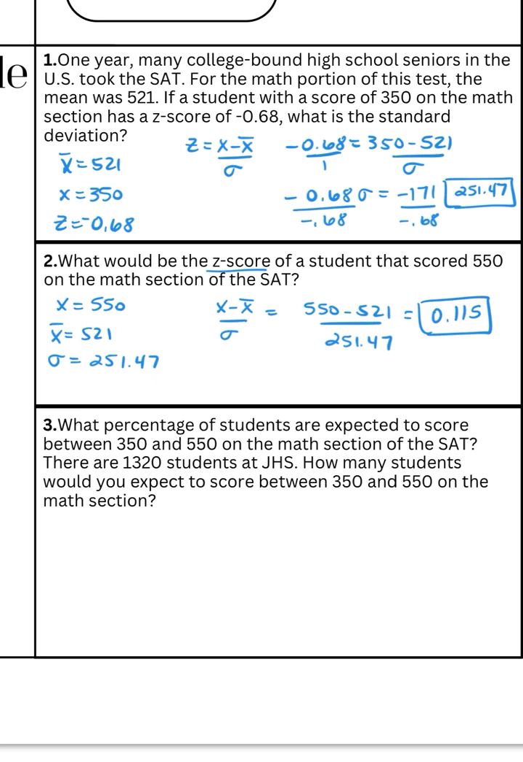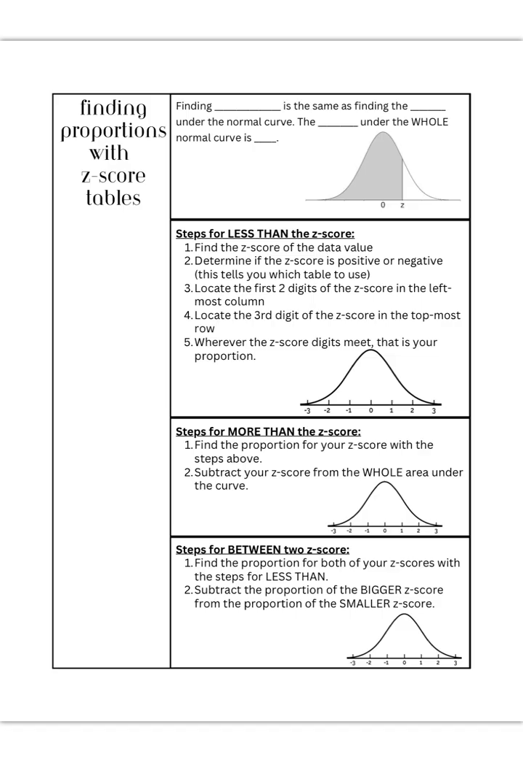Okay, and then what percentage of students are expected to score between 350 and 550 on the math section of the SAT? There are 1,320 students at JHS. How many students would you expect to score between 350 and 550? Okay, so we're going to hold off on this one for just a minute because I don't think we've done that math yet. Let's work on that math.